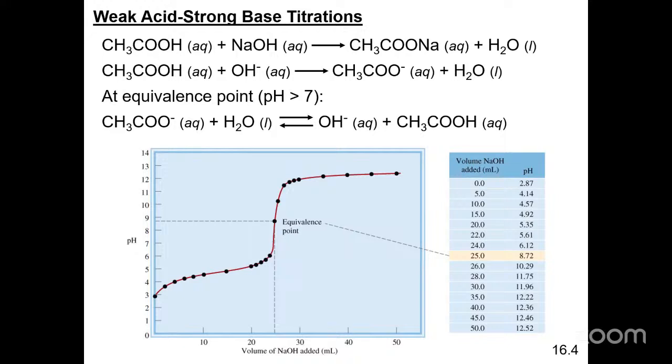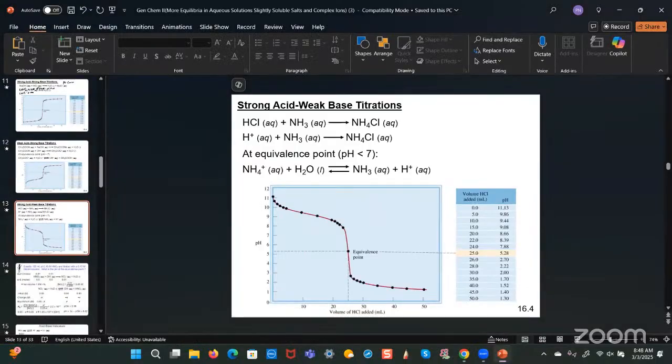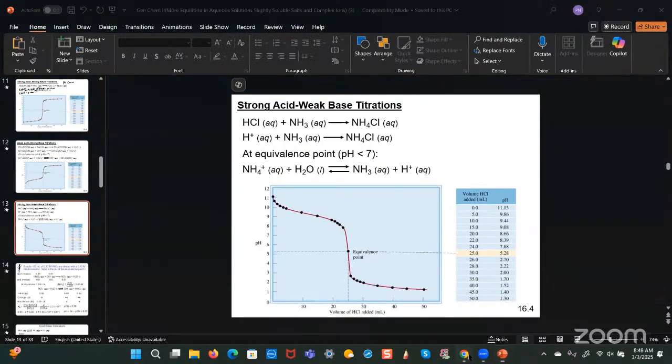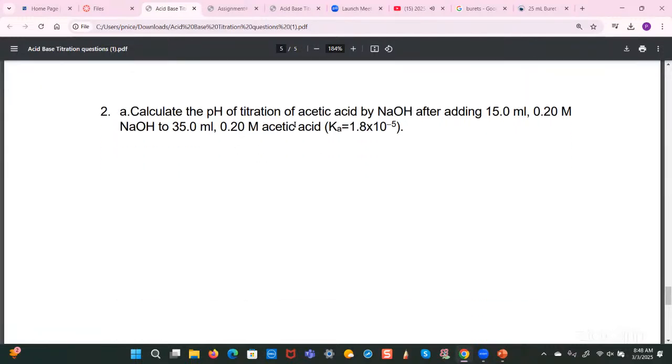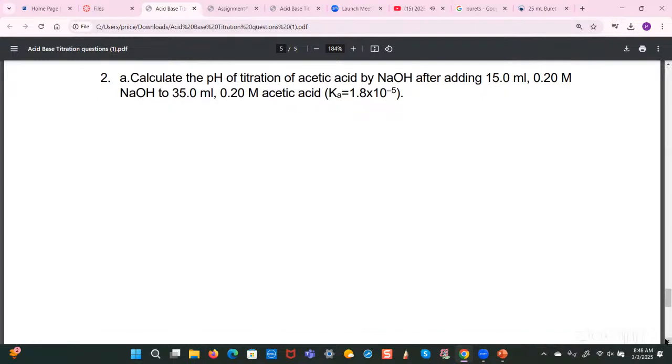So this question, let me go back to the examples. Okay, this question says, calculate the pH of the titration of acetic acid by sodium hydroxide after adding 15.0 mL of sodium hydroxide, and it gives you the molarity, to 35.0 mL of 0.20 M acetic acid. Okay, there are some differences, but the first step would be the same as we did before, right? If you remember, what's the first step?